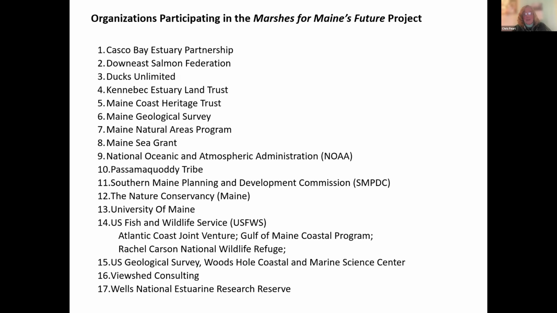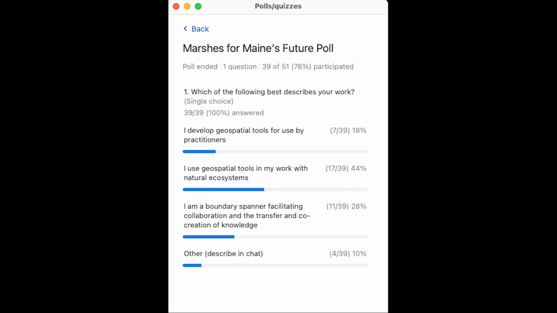And I realize there might be people that do 2 things, but I think this was the only way we could do the poll. You might be both a tool developer and a person using the results of the tool, but this will just give us an idea. All right, 3/4 of people have answered, so I will end the poll and I will share the results here. All right. Tool developers, 18%. Users, 44%. Oh, yay, there's some boundary spanners, because a lot of the presentation today will be geared toward those boundary spanners in addition to the others. All right, thank you guys.